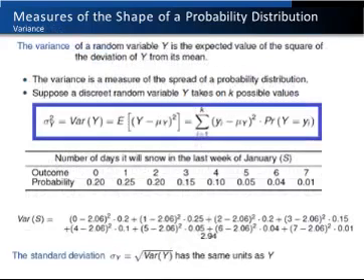Measures of the shape of a probability distribution. Variance. The variance of a random variable y is the expected value of the square of the deviation of y from its mean. The variance is a measure of the spread of a probability distribution. Suppose a discrete random variable y takes on k possible values, thus the formula of variance is bordered with blue color. Through this formula, by putting in the values of the outcome, the mu value of 2.06, and multiplying by the outcome probability, we get the variance of S.